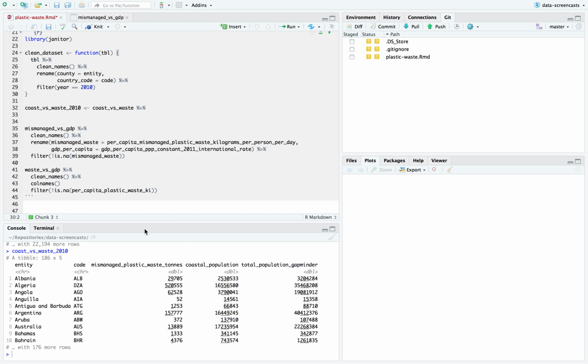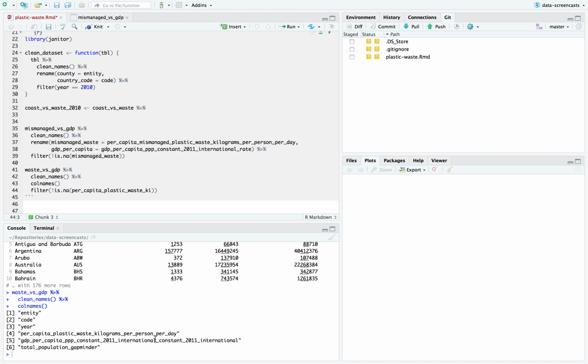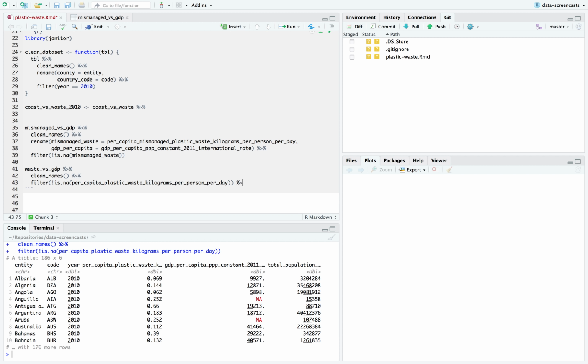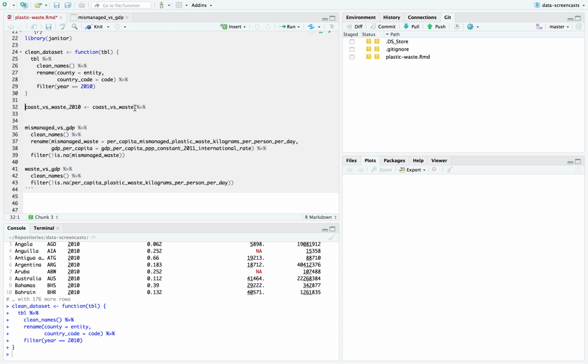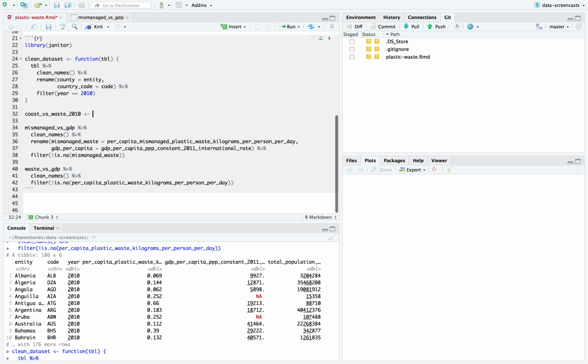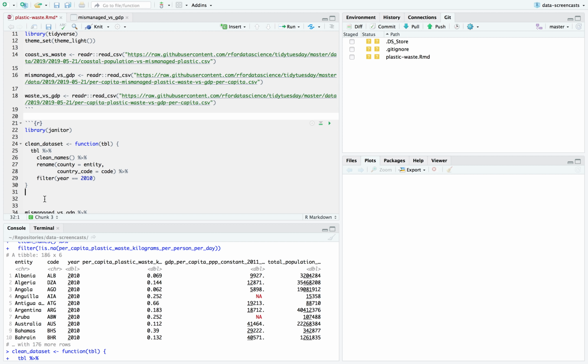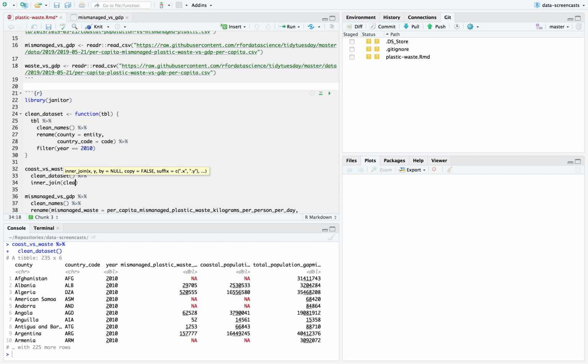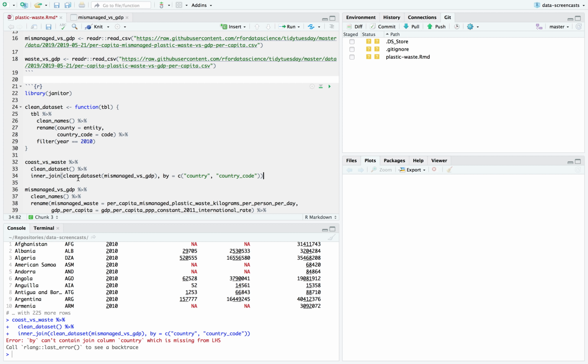And let me quickly check something. Yep, all of them are 2010. So here we've got clean_dataset. And at that point, what I can do is basically clean each of them and then join them. Yeah, I think that might actually be an easier approach. So I take, let's say, our first one, clean_dataset, inner join with clean_dataset of mismanaged versus GDP by country and country_code. We probably could have just kept one of them.